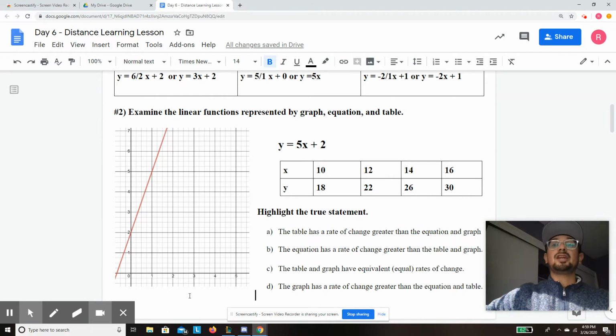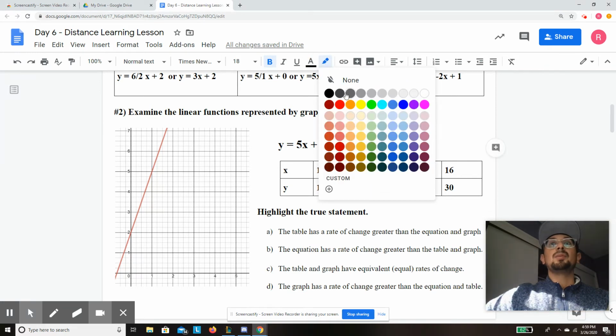So it looks like we've got to figure out the slope for each of these things. So the slope from the equation is pretty easy. It's just y equals mx plus b. And so that m right there is going to be your slope, right?